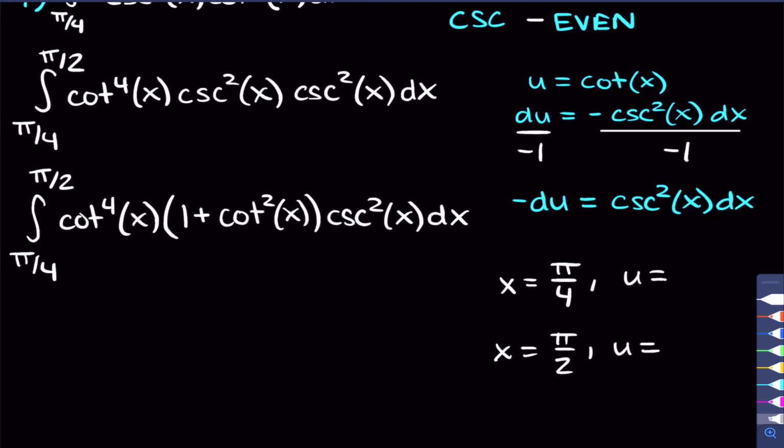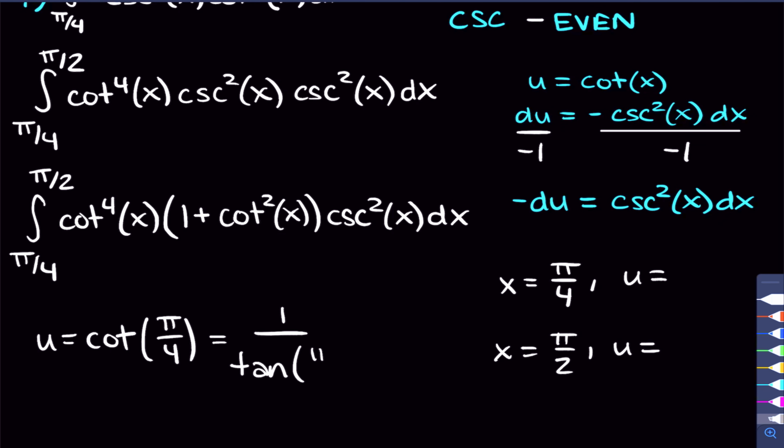And how do we do that? We'll just plug into our u substitution. U equals cotangent of x, and what happens when x is pi over 4? Well, then we're looking for cotangent of pi over 4, and cotangent of pi over 4 is the same thing as 1 over tangent of pi over 4. And tangent of pi over 4, that's the same thing as tangent of 45, that's 1. So we get 1 over 1, and that gives us 1. So when x is equal to pi over 4, u is equal to 1.